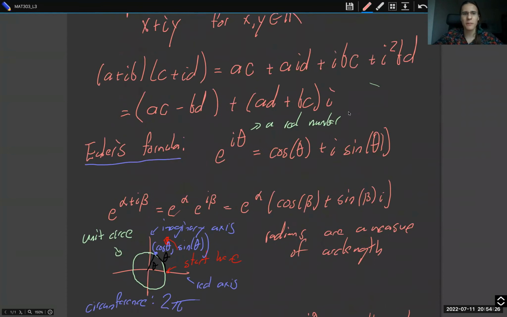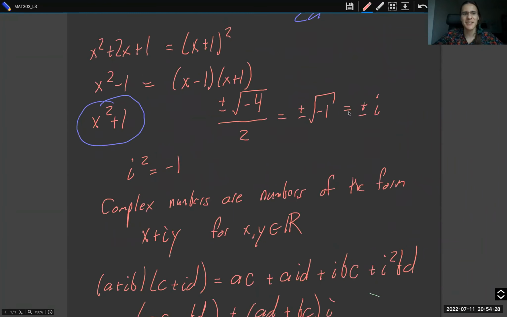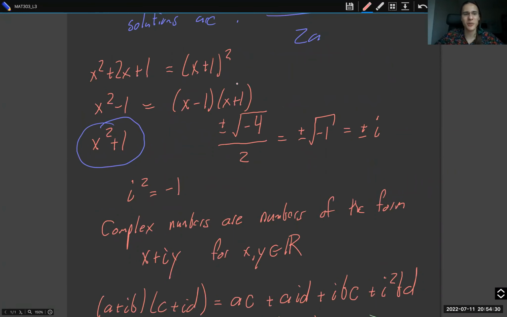Okay, so what else can I say about complex numbers? We're going to use complex numbers a bunch. You can also look at this equation that we had right here, and you can imagine that this is x squared minus i squared, and then it's a difference of squares. Then the solutions are x minus i and x plus i.